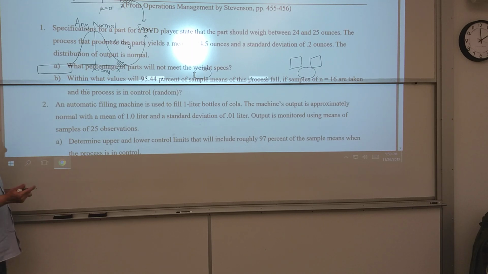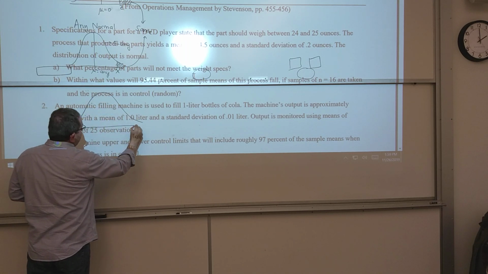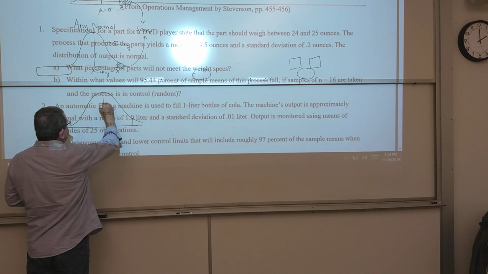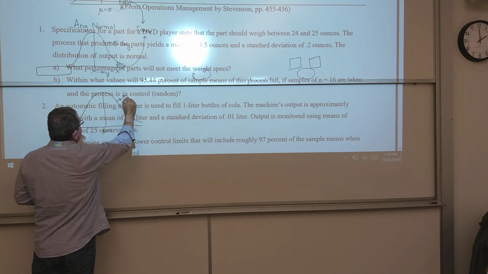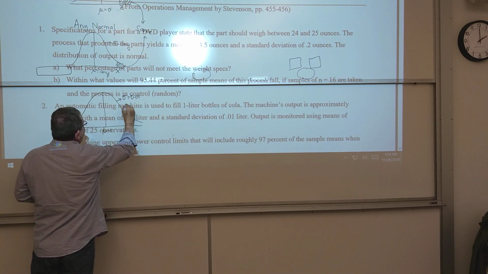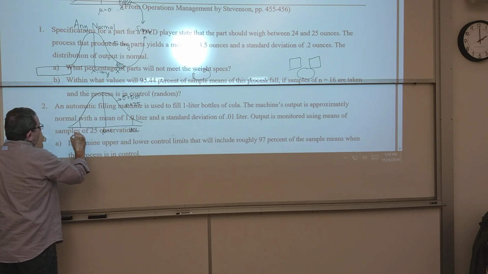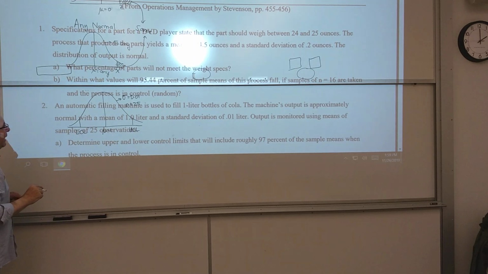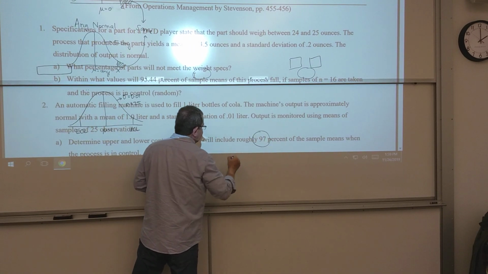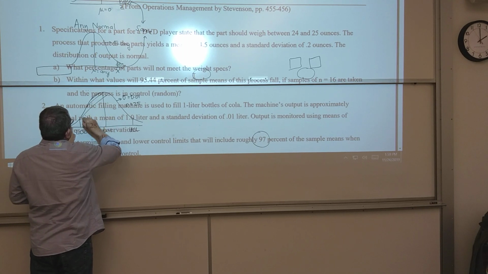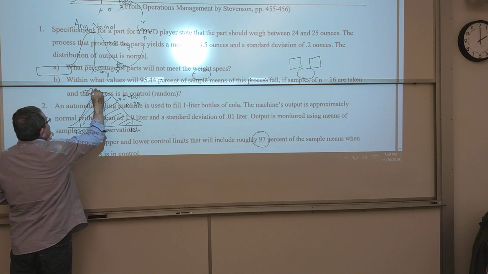So we're going to do the exact same thing, right? So we have a process, okay? We're going to have a mean, which is given as 1, standard deviation sigma 0.01, n is 25. We have an upper control limit. We have a lower control limit. And the belly probability is 97%. So the shaded area will be 97%.